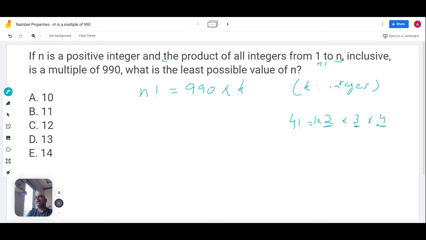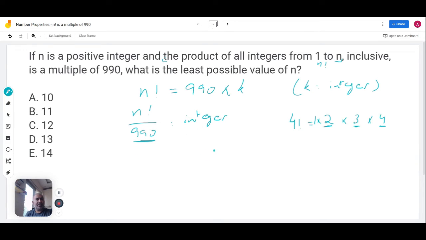So I'm looking at prime numbers now. I'm looking at the prime factorization. For a number to be a multiple of 990, which prime factors would n factorial need to have? Basically, n factorial divided by 990 would need to be an integer. When would that happen? When all the factors in 990 get cancelled with numbers within n factorial. Only then would the denominator end up being 1 and we would end up with an integer.